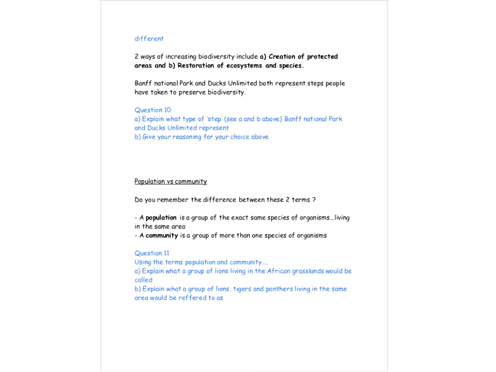Okay, it's actually going to be a population, and the reason is because it's all one species, all lions. A community is a group of more than one type of species. So you get it now, right? If it's lions, tigers, and panthers, they're kind of similar creatures, but they're different, so they're a community.